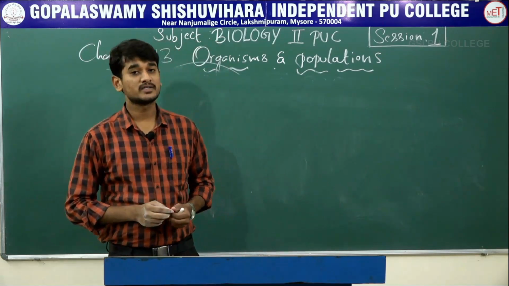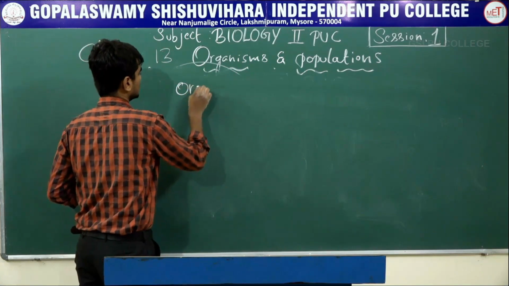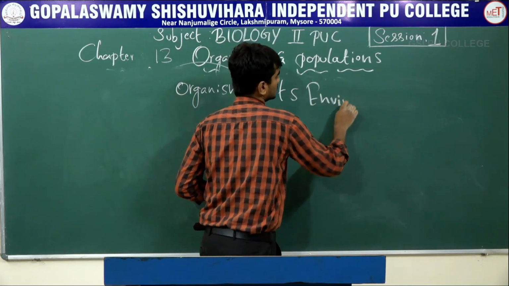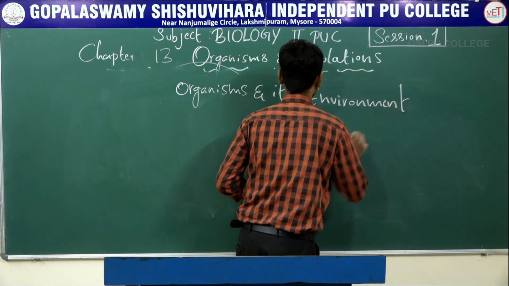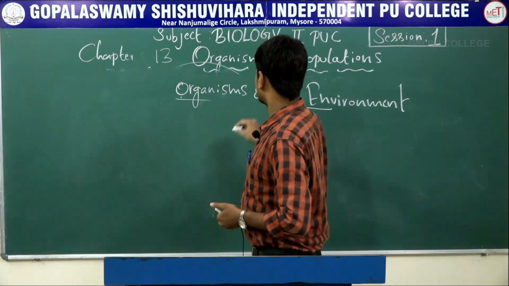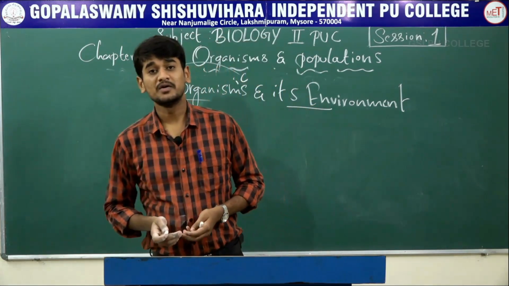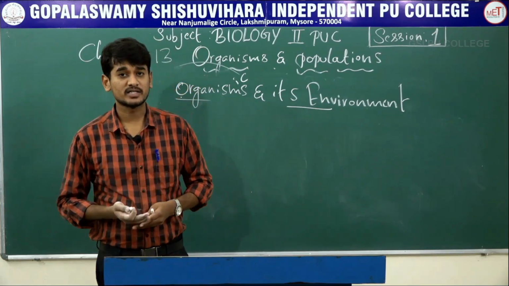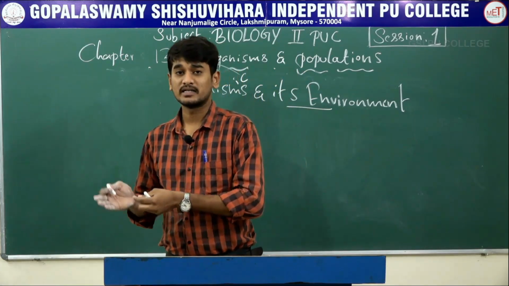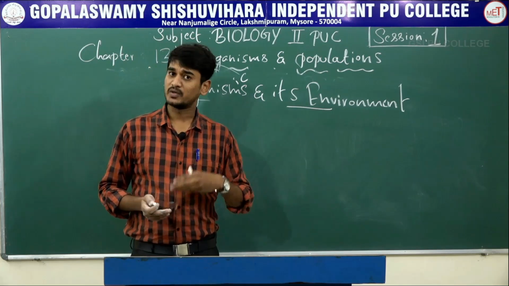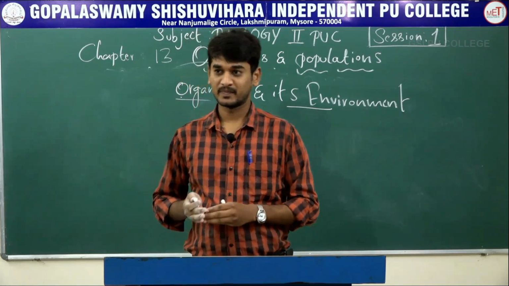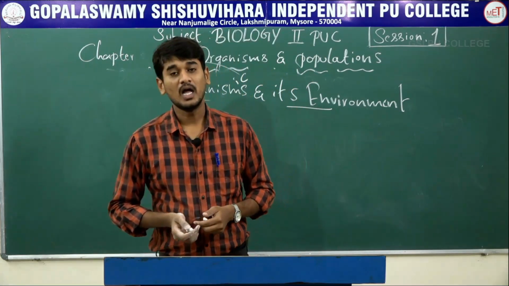Next topic is organism and its environment. See here, ecology at the organismic level is essentially physiological ecology, which tries to understand how different organisms are adapted to their environment, in terms not only of survival but also of reproduction. Every organism is adapted to its own environment. See, because it is not only for survival but also for reproduction.